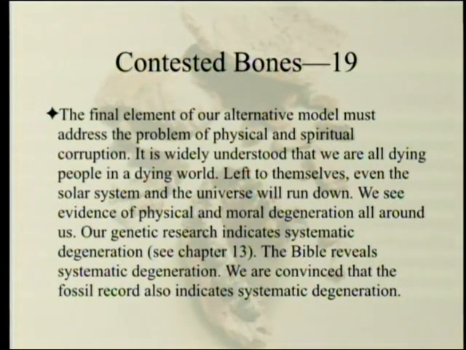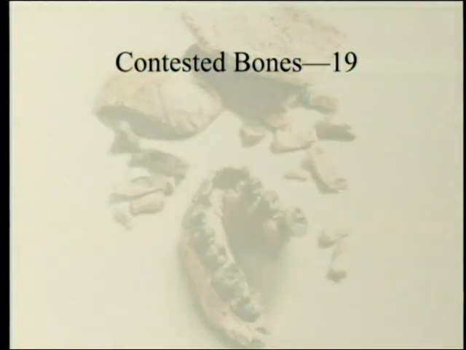The final element of our alternative model must address the problem of physical and spiritual corruption. It is widely understood that we are all dying people in a dying world. Left to themselves, even the solar system and the universe will run down. We see evidence of physical and moral degeneration all around us. Our genetic research indicates systematic degeneration. The Bible reveals systematic degeneration. We are convinced that the fossil record also indicates systematic degeneration.